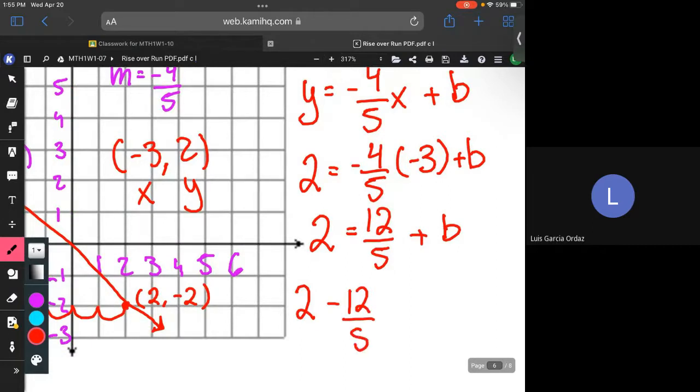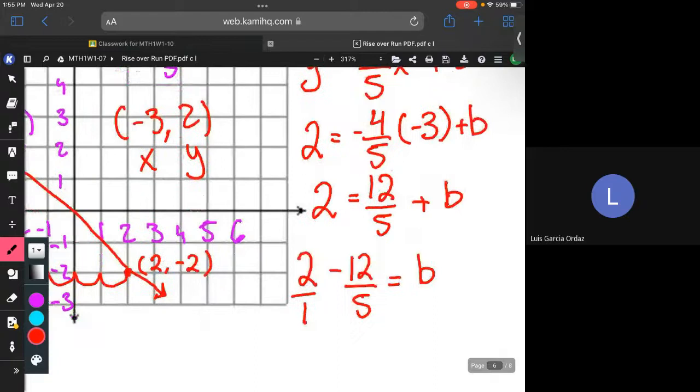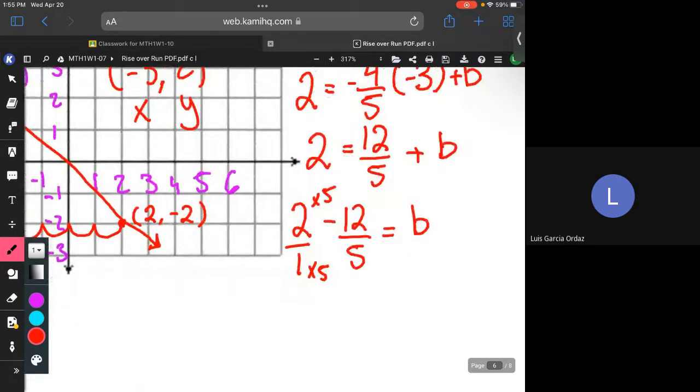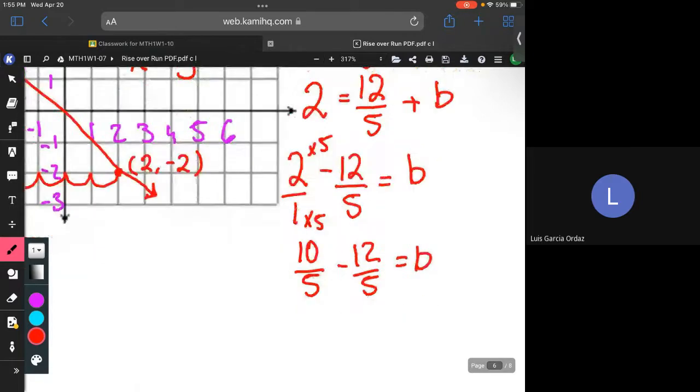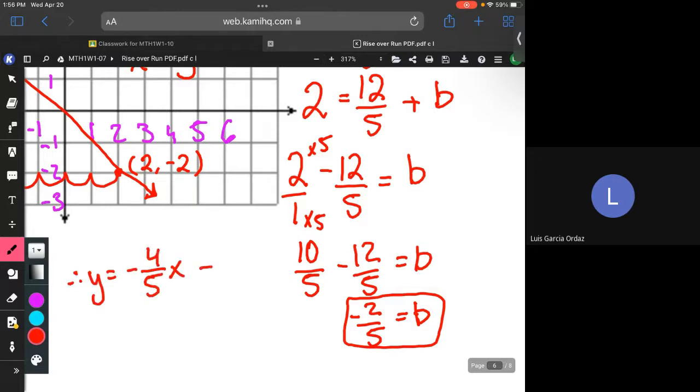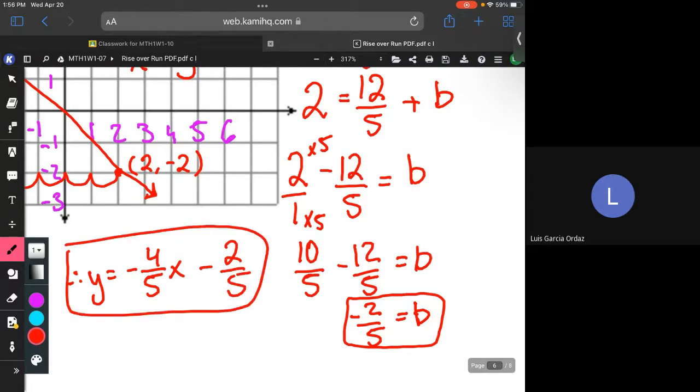Perfect. Oh, look, we have common denominators now. Wow, fractions. So, yeah, it's back to square one. Do I have the same denominators on my left side? Nope. What's my lowest common denominator? It's 5. Which means I have to multiply my second fraction by 5. So I get 10 over 5 minus 12 over 5 is equal to b, which means b is equal to -2 over 5. So now my whole equation is y is equal to -4 over 5x minus 2 over 5. Look at that. We just took like 3 units and combined them all into one thing.